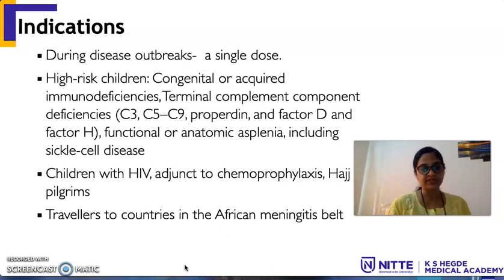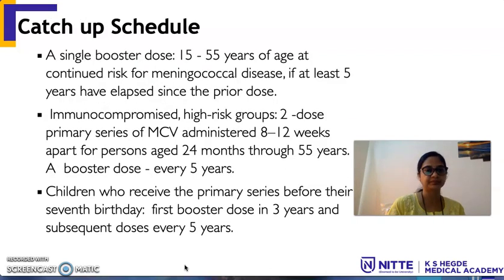as an adjunct to chemoprophylaxis, those who are on chemotherapy, those who are going as Hajj pilgrims, and travelers to the countries of the African meningitis belt. We do need to give this vaccine. A single booster may be required between 15 to 55 years of age at continued risk of meningococcal disease, if the prior vaccine was given at least 5 years before.